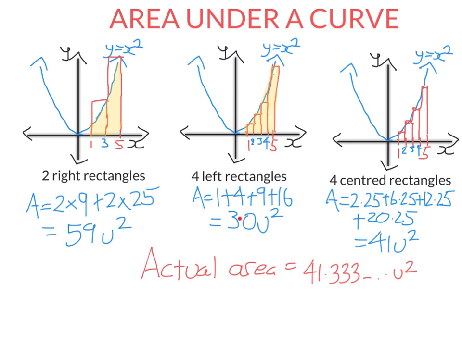You can also see this is closer to the answer than that one. So we're more accurate the more rectangles we have, and you can see clearly we're more accurate when the rectangles were centered. So if I want to get as close as possible to this, I'd want to have more and more rectangles, and centered rectangles tend to give us a better approximation.